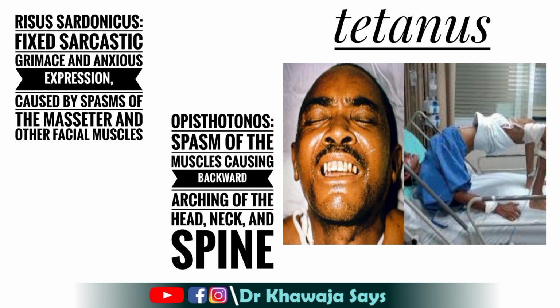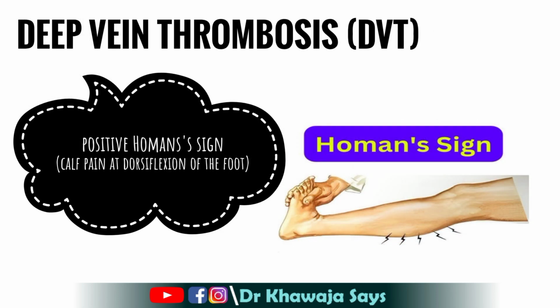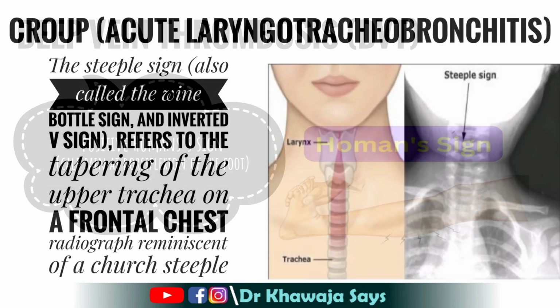Tetanus. Risus sardonicus. Fixed sarcastic grimace and anxious expression caused by spasm of masseter and other facial muscles. Opisthotonos. Spasm of back muscles causing backward arching of head, neck, and spine. Deep vein thrombosis. If dorsiflexion of foot causes pain in calf muscle, it means positive Homans sign.